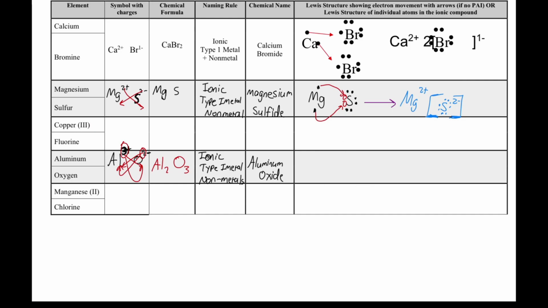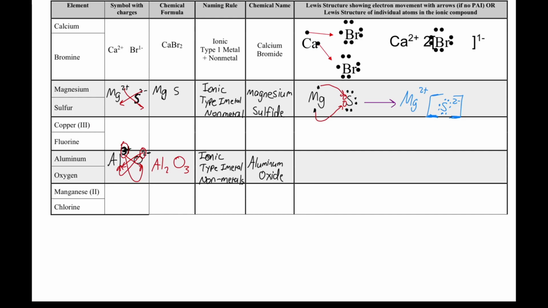So after crisscrossing the aluminum and the oxygen's charges, we were able to get Al2O3. We know this as a type 1 metal and a nonmetal, and this thing we called aluminum oxide, because since aluminum and oxygen have set charges that cannot change, there's only one way to arrange them and get a neutral compound with every element having a full outer octet.